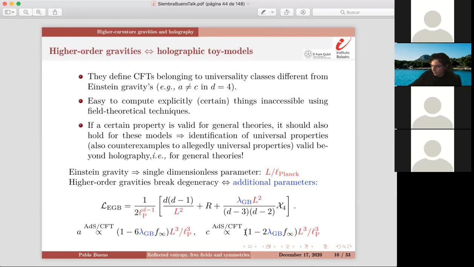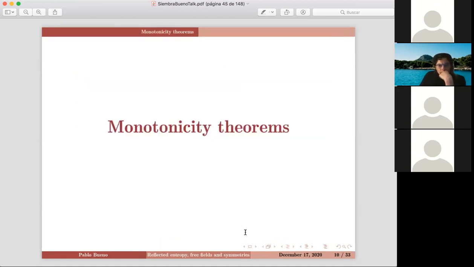Okay, so let me start now with the examples of this, and the first one is going to be about monotonicity theorems. And for that, let me drink some water.